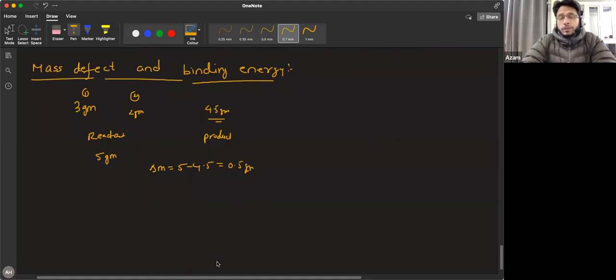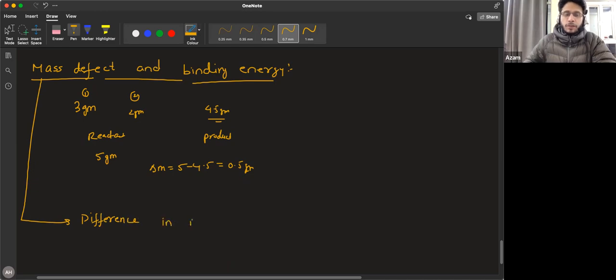To be specific, in the case of nucleus, when neutrons and protons combine to form a nucleus, we expect that the mass of nucleus should be equal to the mass of all neutrons and all protons, but it doesn't happen. The mass of nucleus is less than the mass of all neutrons and protons. So the neutrons and protons are your reactant. Nucleus is your product. The mass of reactant is greater, the mass of product is less. The difference between their masses is what we call mass defect. So mass defect is the difference in mass of nucleons. When I say nucleons, I am collectively calling neutrons and protons. Difference in mass of nucleons and mass of nucleus is what we call mass defect.